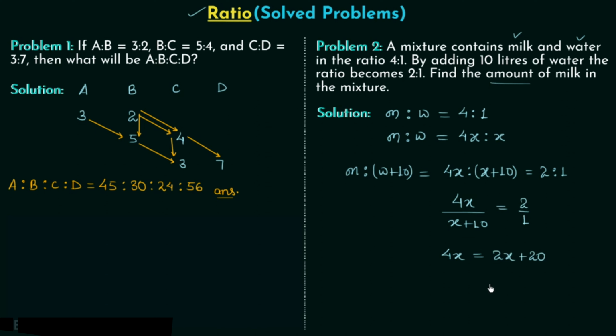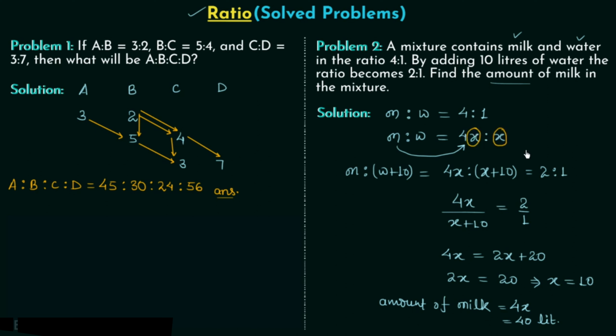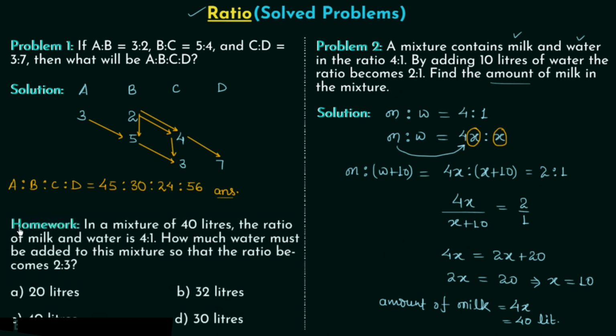Now I will subtract 2x on both sides. This will give me 2x equal to 20. When I divide both sides by 2, I will have x equal to 10. Now what is the amount of milk? The amount of milk is equal to 4x and x is equal to 10. This implies the amount of milk is 4 multiplied by 10, giving us 40 liters as the answer. So I hope you now have a clear understanding of why this common factor is very important in the case of ratios. So this is all for our problem number 2, and now we will move on to our homework problem.